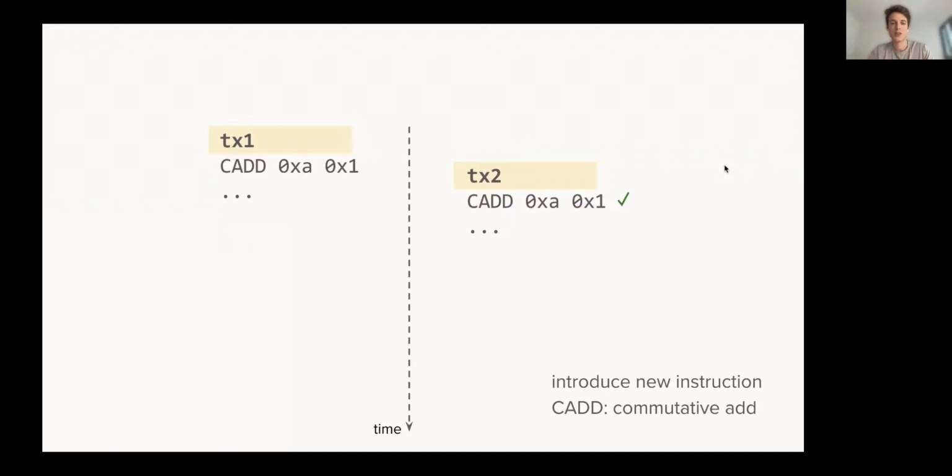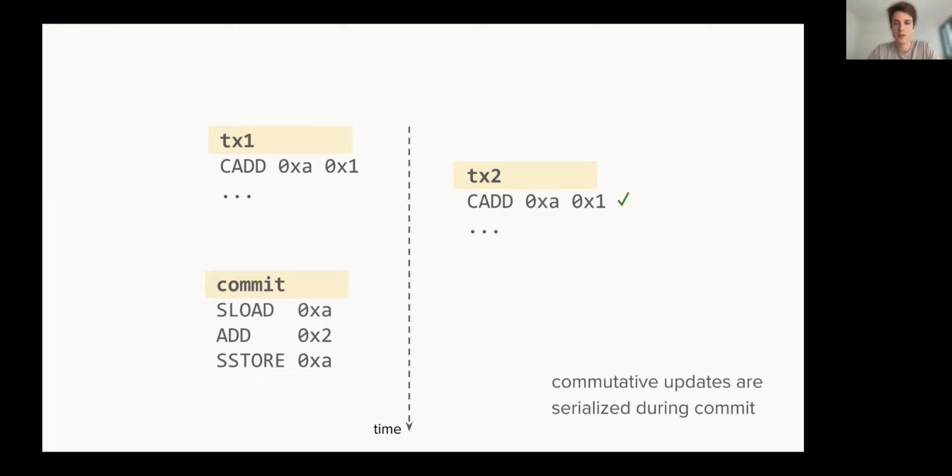To handle this issue, we introduce a new operation called commutative add, CADD. The idea is that two commutative add operations executed in parallel will not conflict as they are executed lazily. So transaction 1 and 2 could finish execution here. And during commit time, the scheduler can collect all the updates to the counter and execute them one by one in a serial fashion. This way, even though both transactions increment the same counter, they don't need to abort, and we can execute the transactions in parallel.